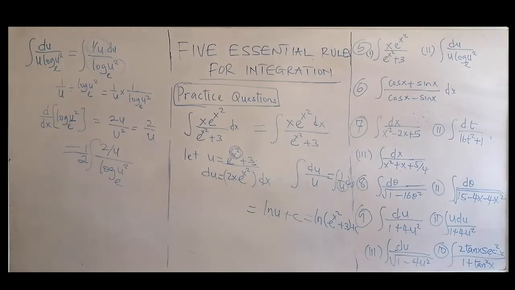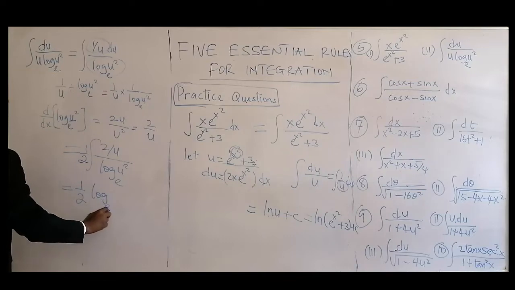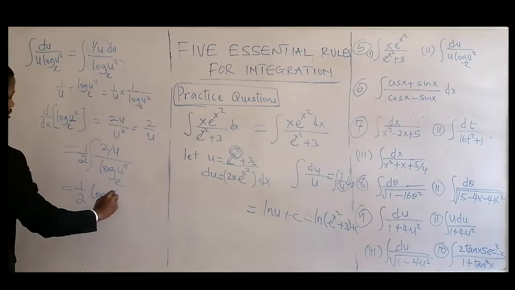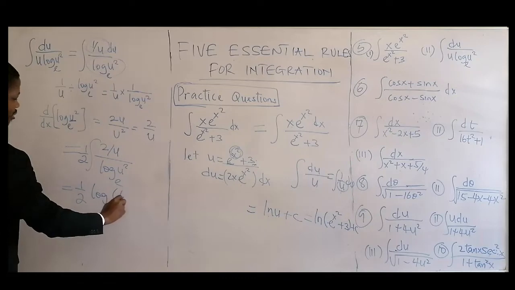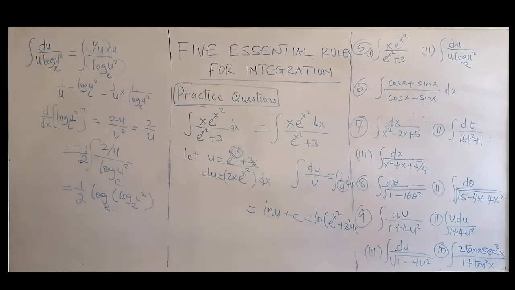Is that clear now? So our answer will now become half e, that is outside here, and then log to base e of log of the base. So that will be the answer.